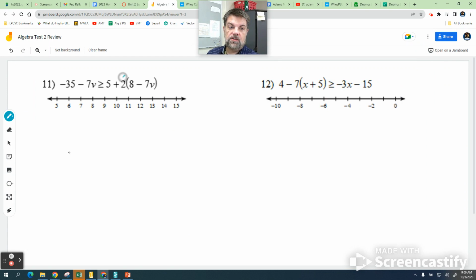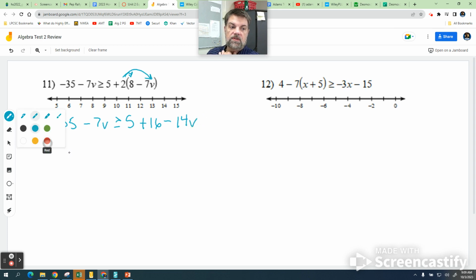I need to distribute this 2 through the parentheses, right? So everything else stays the same. Negative 35 minus 7b is greater than or equal to 5. And now positive 2 times 8 is a positive 16. 2 times negative 7b is negative 14b.